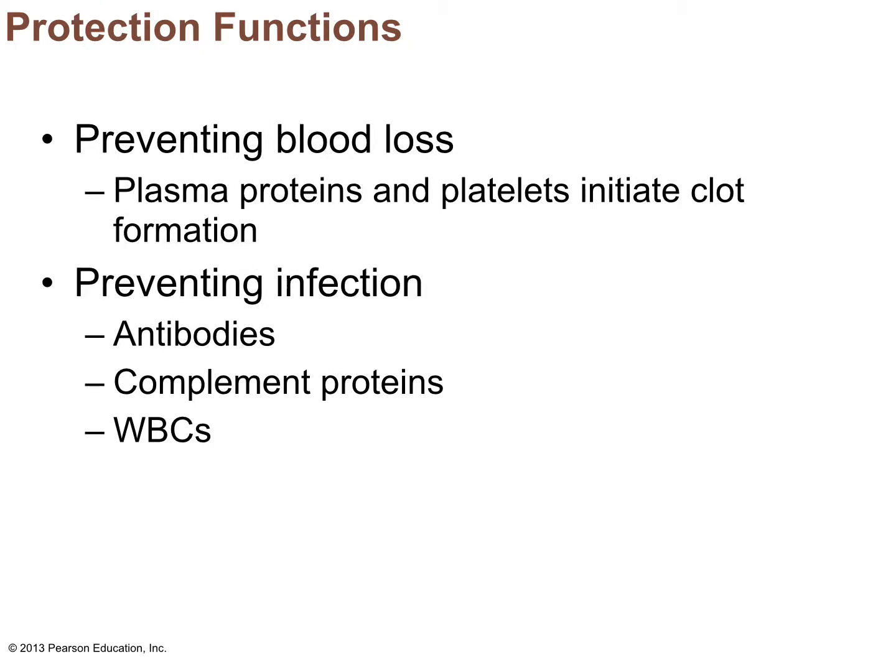There are protective functions of blood. One aspect of protection is preventing blood loss. So we have things like platelets and plasma proteins that are going to cause clotting and prevent blood loss. We have other things that prevent against infection, things like antibodies, complement proteins, different types of white blood cells.